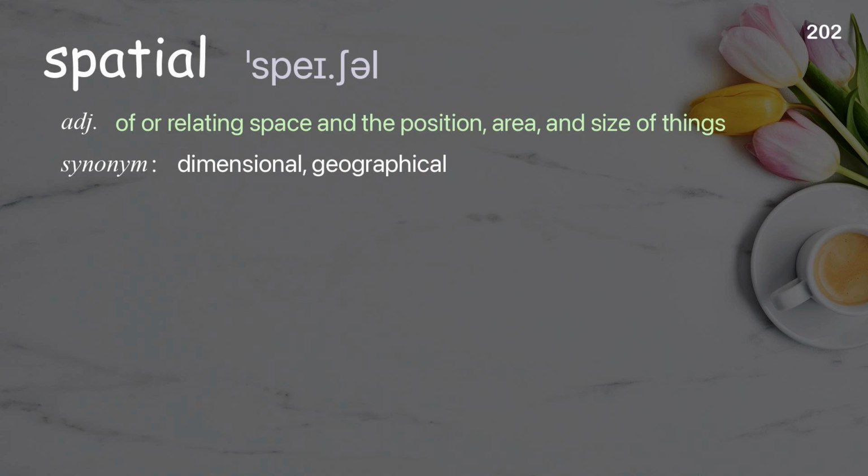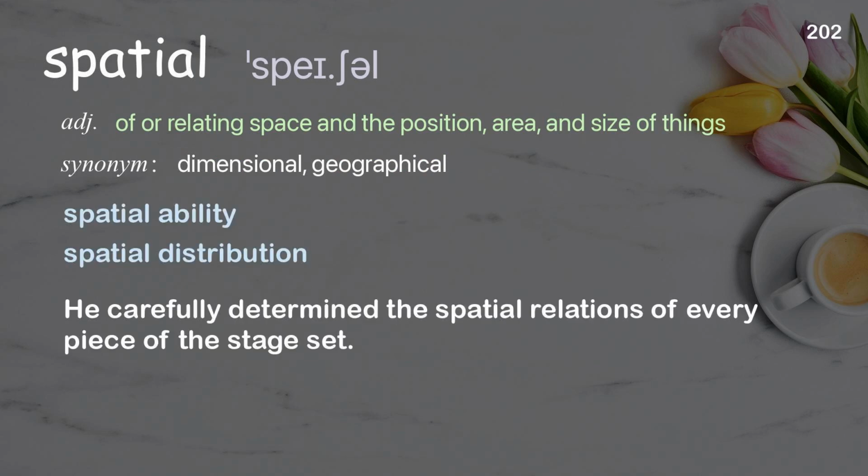Spatial. Of or relating to space and the position, area, and size of things. Examples: Spatial ability. Spatial distribution. He carefully determined the spatial relations of every piece of the stage set.